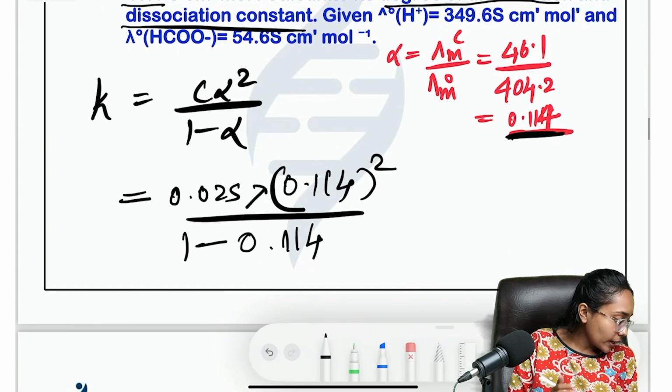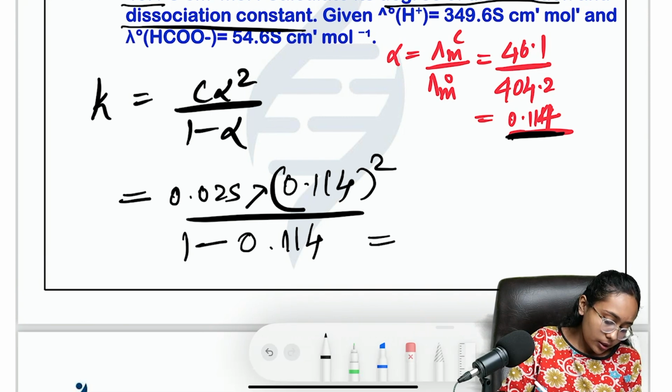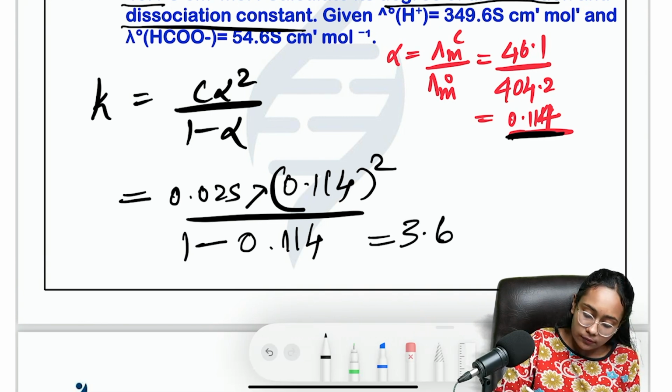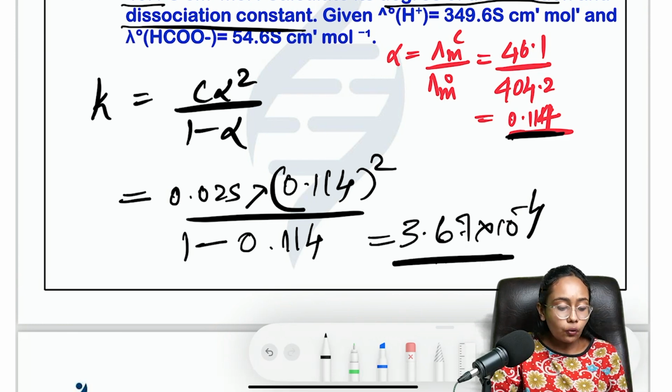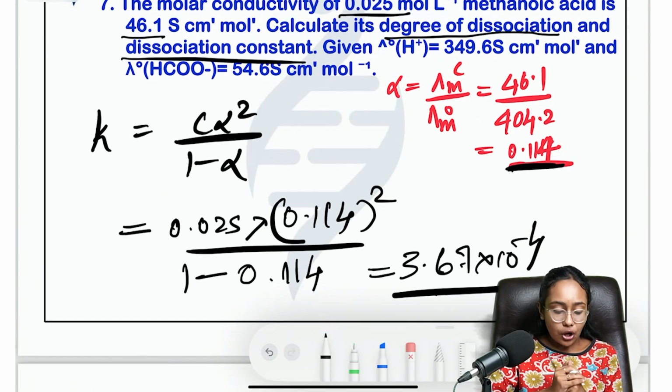Okay, and the answer is 3.67 into 10 raised to minus 4. This is the answer for the dissociation constant.